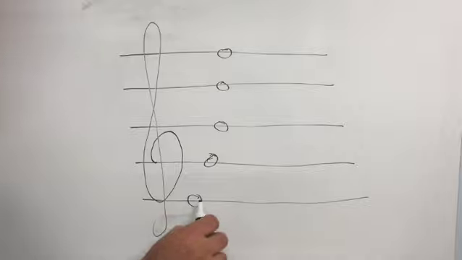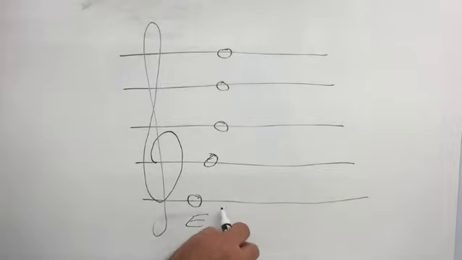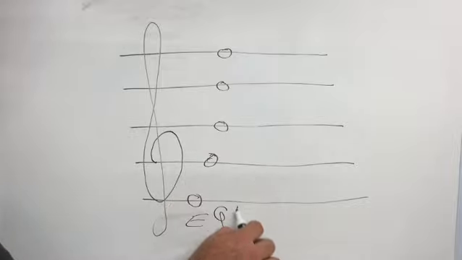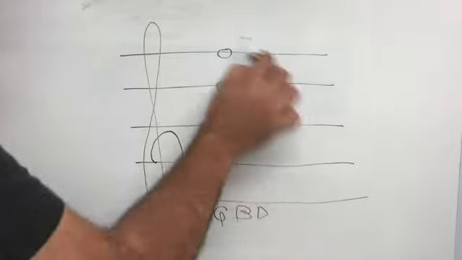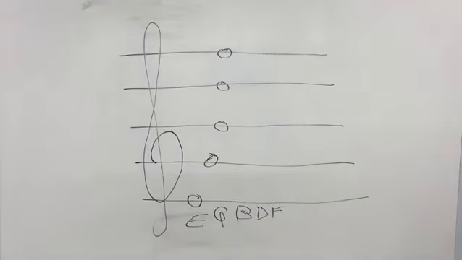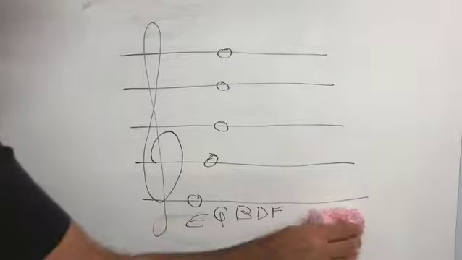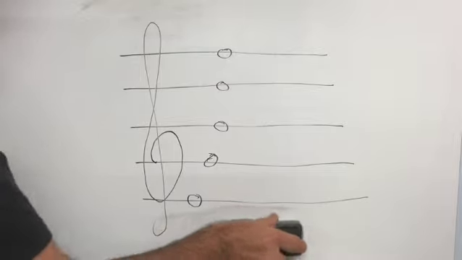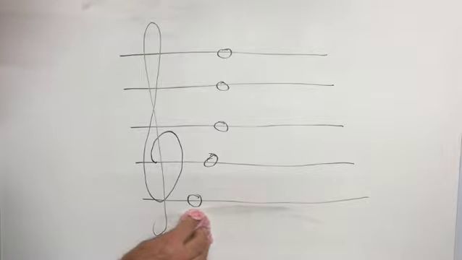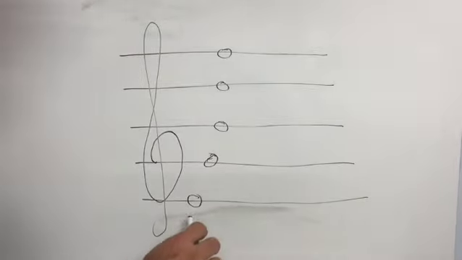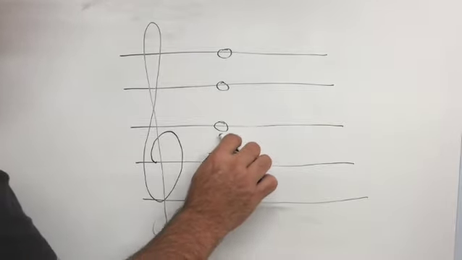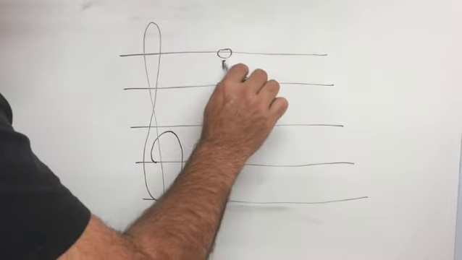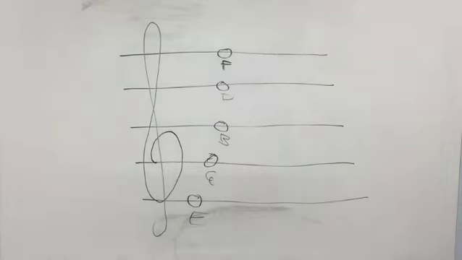So the letters. The bottom line in treble clef is E. The next one up is G. The next one is B. The next one is D. Top line is F. E, G, B, D, F. We might take them out of there and put them up closer to the notes, which might make it a little easier to read just for this example. So we have E, G, B, D, and up on the top, F. E, G, B, D, F.